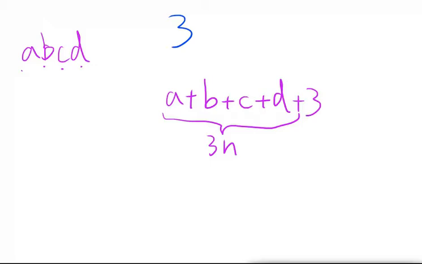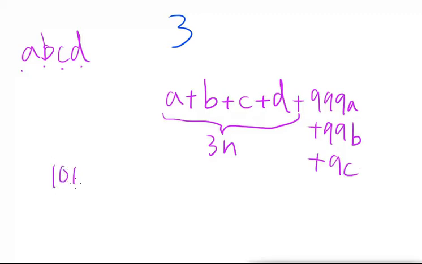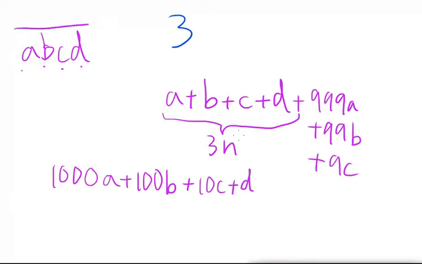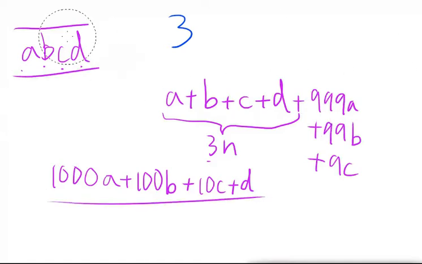Let's say we add 999 A's and 99 B's and 9 C's. What did that give us? That's right, 1,000 A's and 100 B's and 10 C's and D, which is basically equal to the 4-digit number ABCD. Since 999, 99, and 9 are all multiples of 3, and they add up with a multiple of 3, this is going to be a multiple of 3. There. That's why this thing works.